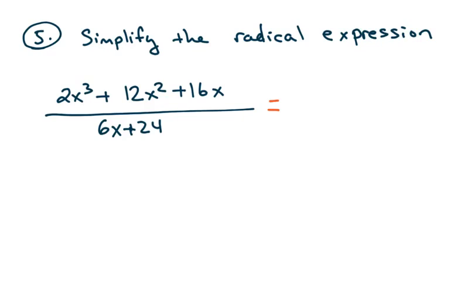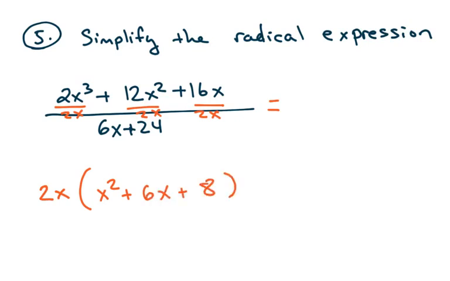So when we look at the top, the first move that you should always do when you see a trinomial or actually any sort of polynomial, is see if you can factor out a common term with each of these. So all of these are divisible by 2, and all of them have an x. So I'm going to factor out a 2x, and if I do that, I'm going to be left with x squared plus 6x plus 8.